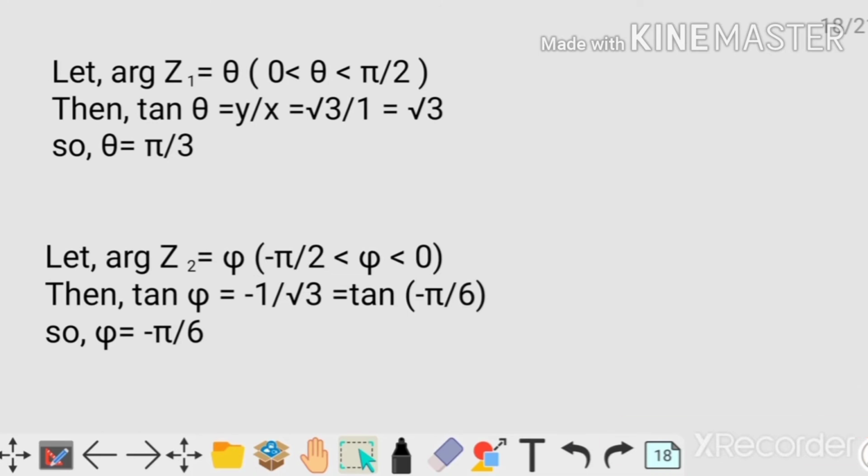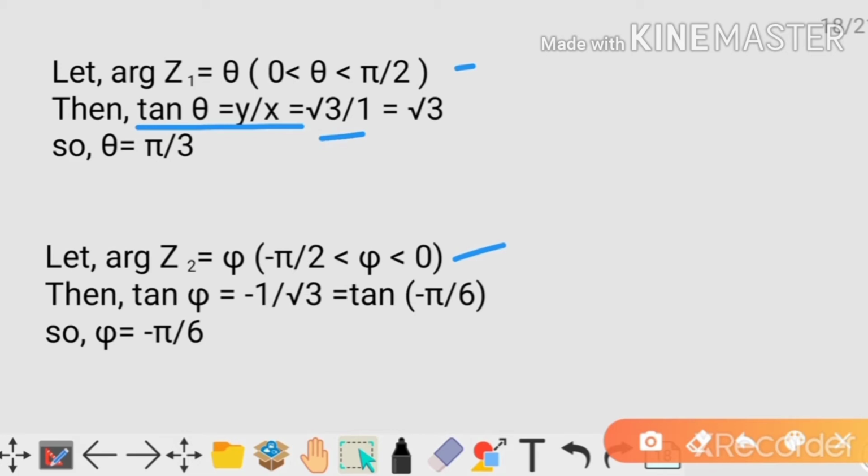Now I hope the range is clear to you. Now we know that tan theta equals y by x, that is the formula. We have only put the values of y and x, so we get theta equals pi by 3, and similarly we get phi equals minus pi by 6.